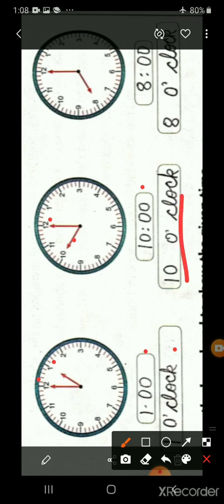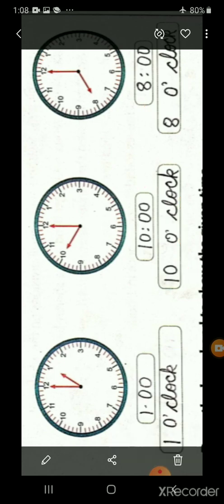On the last picture, the clock tells the time 8. How? Let's see. Because the hour hand is on 8 and the minute hand is on 12, so it will be 8 or 8 o'clock. Like this you will write.